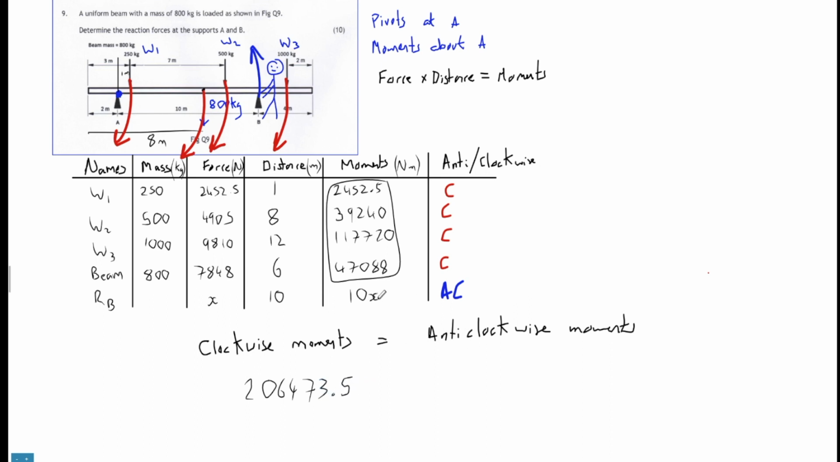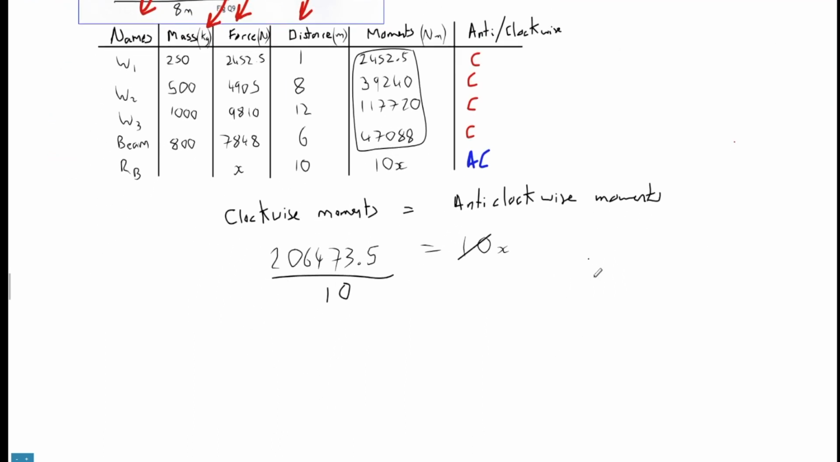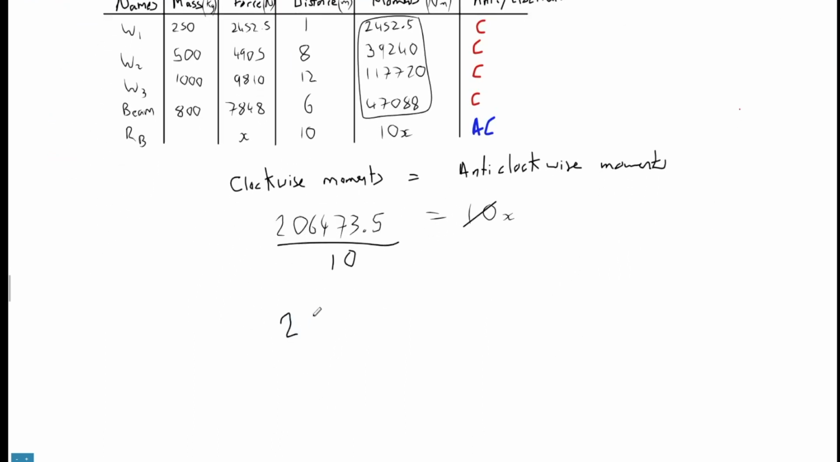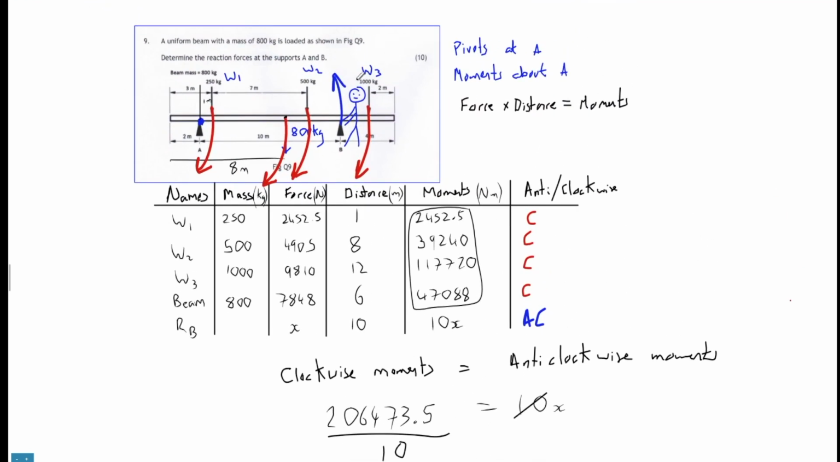And then my anti-clockwise, well, that's equal to 10x. And now we just got to solve that for x. Can we solve it for x? Sure we can. We divide by 10. It's super easy. We can cross that out. So let's get this divided by 10. This tells me we get 206.473.5 divided by 10 is 206.4735 Newton meters is equal to x. And this is the force required to lift at that point here, right? So that is the reaction force done. It just tells you straight the answer.